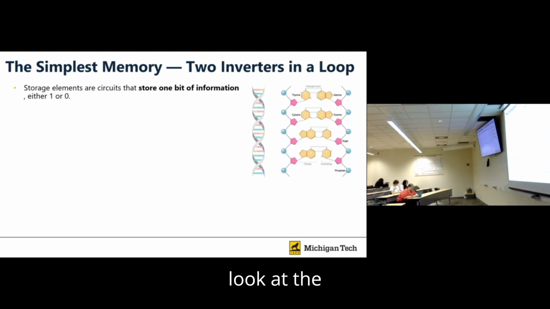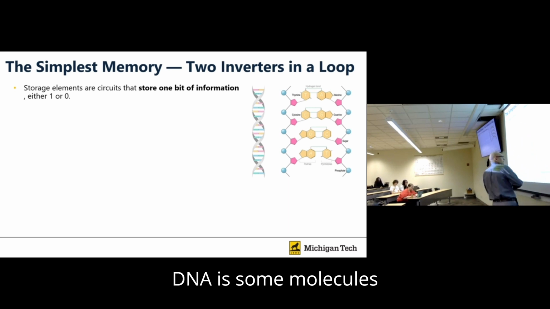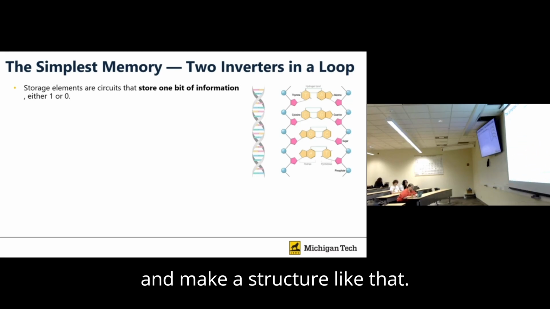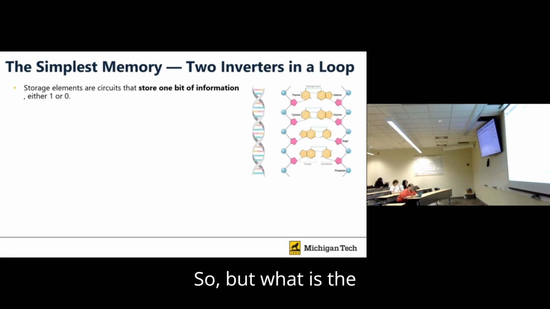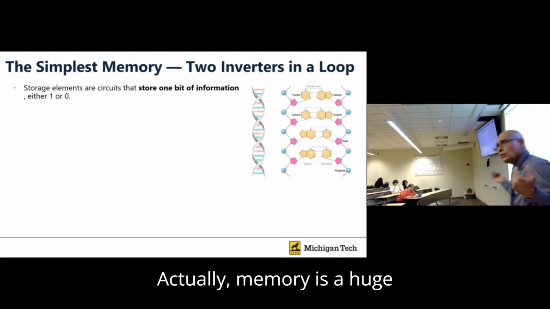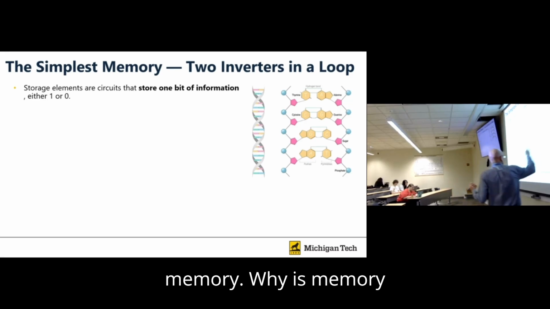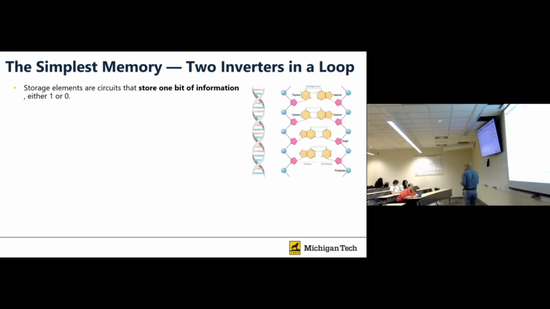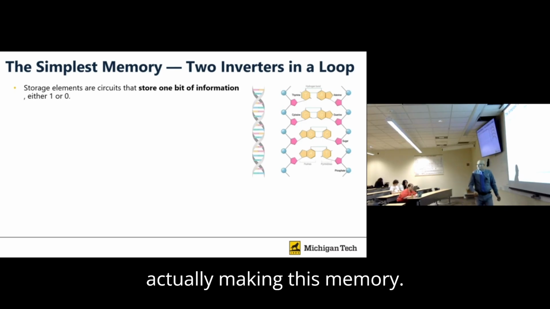If you look at the DNA, DNA is some molecules that make a structure like that. So what is the characteristic of DNA? It is actually memory. It is a huge memory. Why is it memory? Because of these loops. And these loops are actually making this memory.